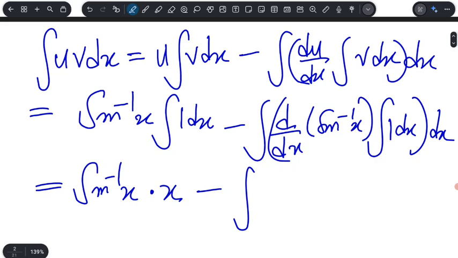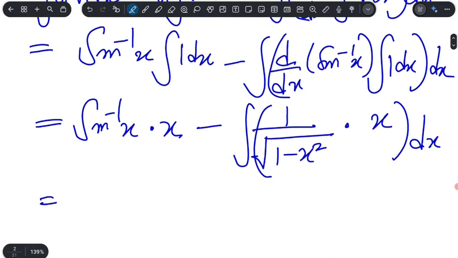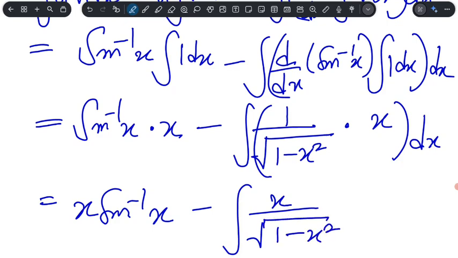The moment you differentiate arc sine x, it will give you 1 over the square root of 1 minus x squared, times x, total dx. So you make x come to the front to have x arc sine x minus integral x over root 1 minus x squared dx.